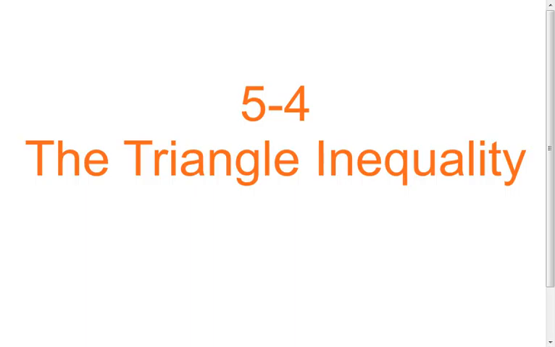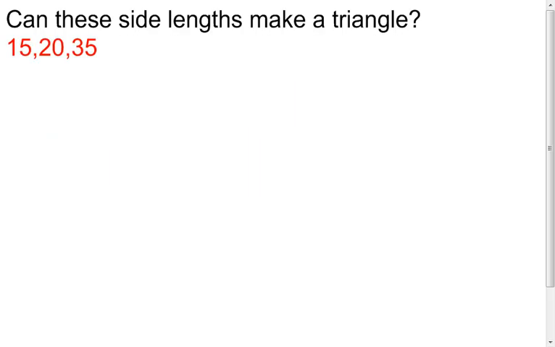I'm going to look at three different examples of the triangle inequality theorem. My first one is going to be this problem that basically says I have three different side lengths, and I want to know if I have those, will it make a triangle? So what I'm going to do is what the triangle inequality theorem tells me.